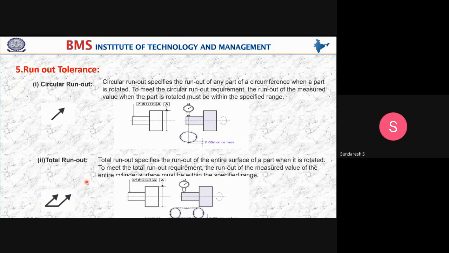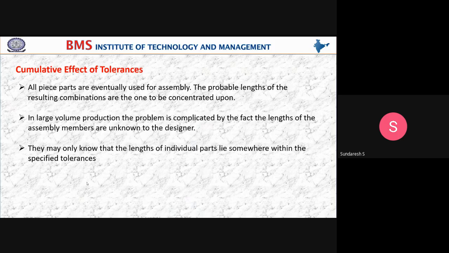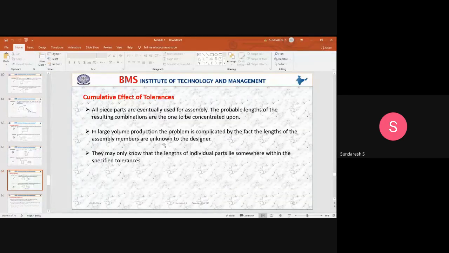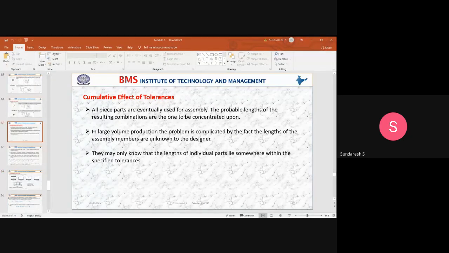Okay, so these are the 5 different types of geometric tolerances. We'll continue this in the next class, with the cumulative effect of tolerances. At that point, I will stop you. If you have any clarification, you can ask. Otherwise, we'll go for a quiz.